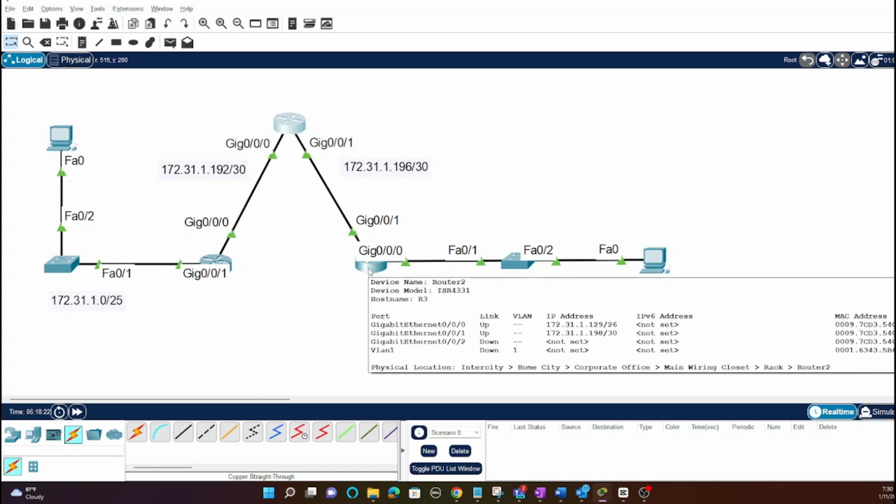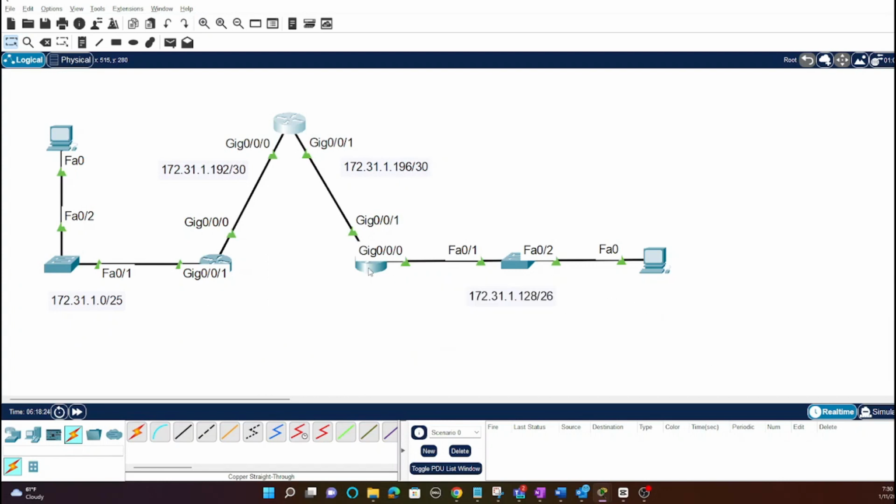Now the final router here, we're going to use a default static route. Instead of telling him how to get to these networks that aren't directly connected, the 1.192 and the 1.0, we're just going to say any network. It doesn't matter if it's 1.192, 1.0. I don't care if it's 2.0, 3.0, 4.0. Any network you don't know how to get to, we're just going to point him out of this 0/1 interface.